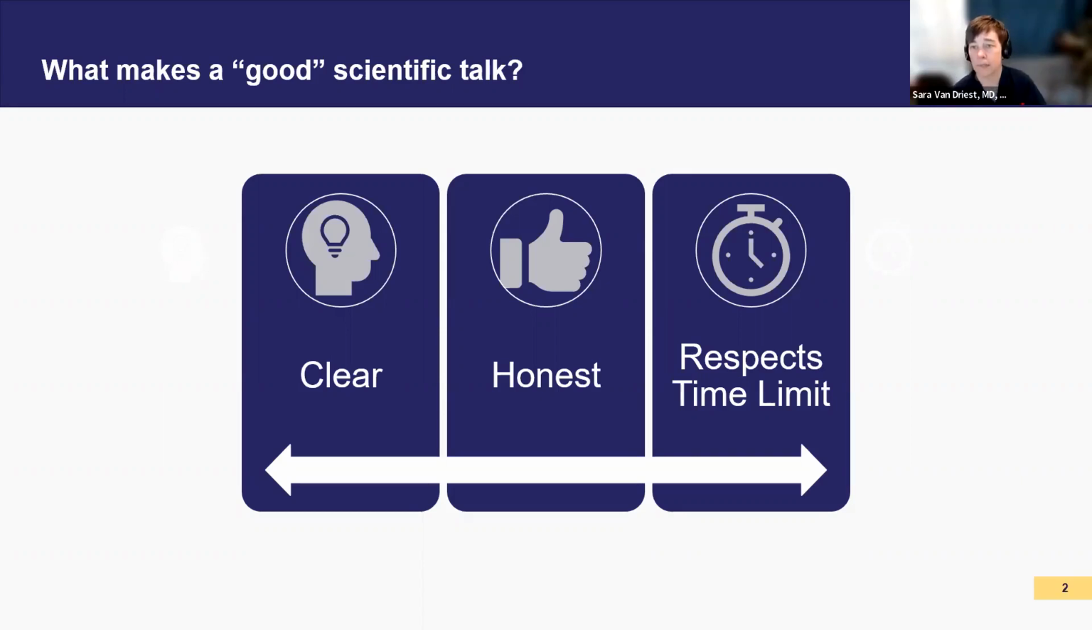And then at the end, I'll go through some places where my particular example could have gone awry and broken my rules and not been as clear, honest, or respectful of the time limit. And there'll be some time at the end. So please think about questions that you might have and other things that you think are tips for helping achieve a really good scientific talk. And we can talk about those before we close.